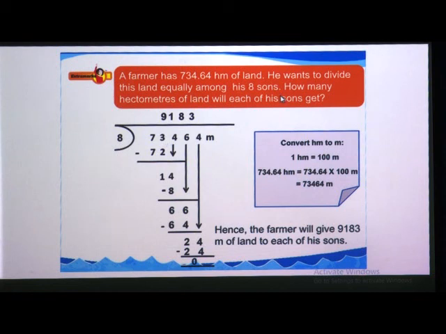So, in this way we have to find first what will be the solution for the given statement. If conversion is needed, we have to convert into the unit that is required, and after this whatever operations we have to do, we just do the operation and find the quotient. Here in this problem, the farmer is dividing the land among 8 sons equally, so each and every son will have equal land from the farmer.